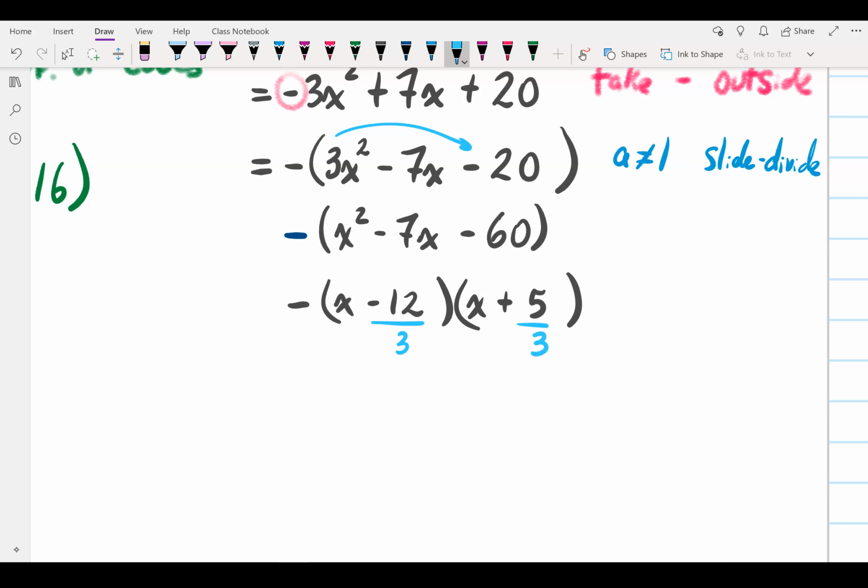Now I'm almost done. I can see here that the 12 and the 3 are going to simplify, and the 5 over 3 is not going to simplify, so I'll bring the 3 up. And then at the end of the day, I finally got my solution that I was looking for. This is 3x minus 12. Oops, no. This is x minus 4. Sorry, I almost made a silly mistake there. And now 3x plus 5.